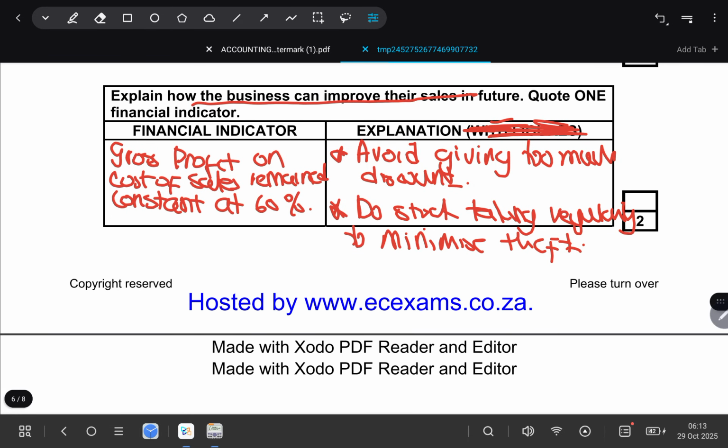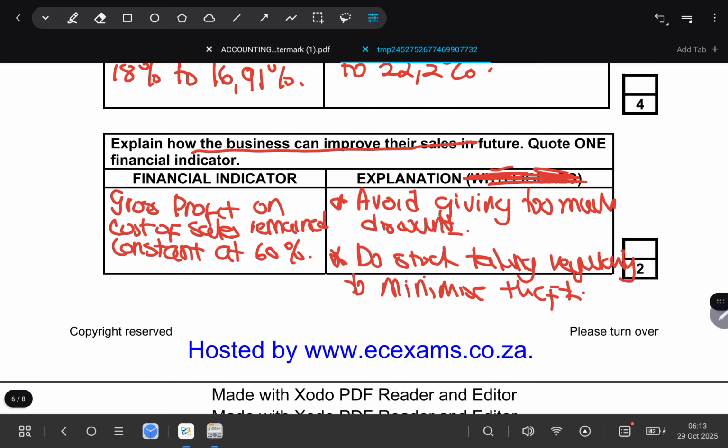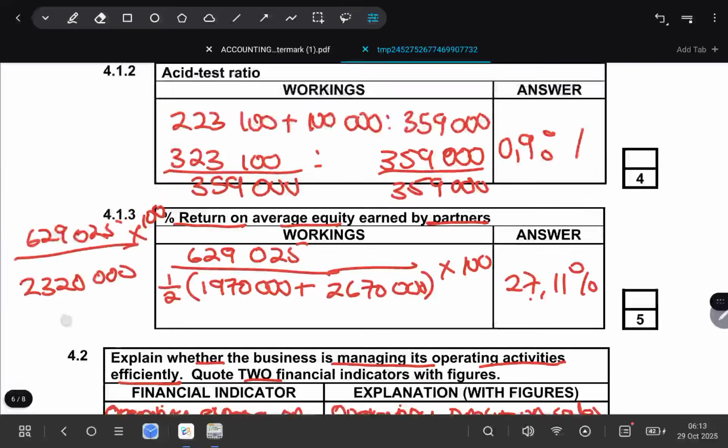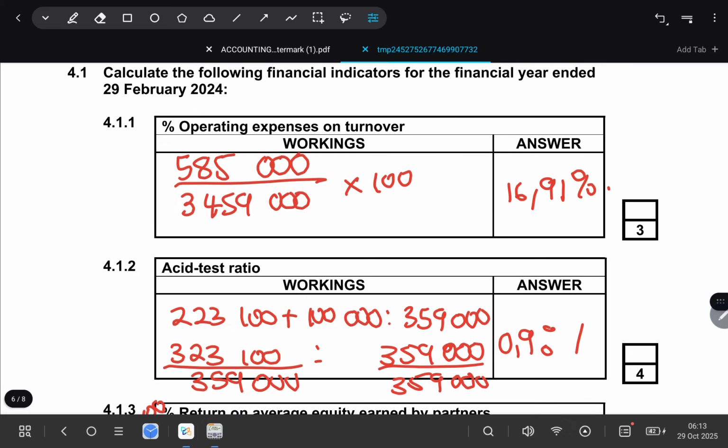Remember, I want to explain on this one of financial indicator. This one we have mentioned the figures, so they will award you a full mark for that. They didn't have to say explanation here. I think they were supposed to say suggestion, because they want you to explain how they can improve, but they didn't give you the space for that. So yeah, this is how you deal with financial indicators.